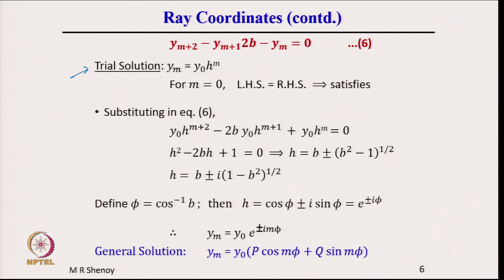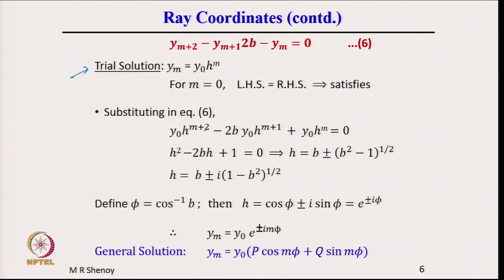We want to look for solutions of this equation. So, we start with a trial solution. A trial solution can be written as y_m is equal to y_0 into h to the power m. Note that this satisfies for m equal to 0. For m equal to 0, it is y_0 equal to y_0, that is, LHS is equal to RHS, and that satisfies.